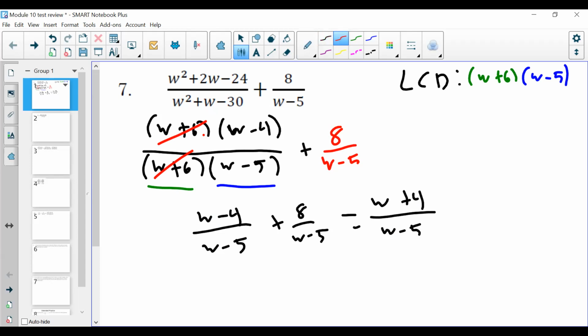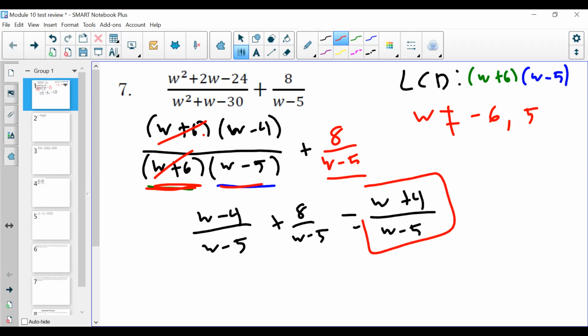And for my restrictions, W cannot equal negative 6 because of the W plus 6 on the bottom, and it cannot equal 5 because of these W minus 5s. That's going to be your answer. Thank you for that. And that's how you solve it. Any questions about that? Are we okay? All right, let's keep going.